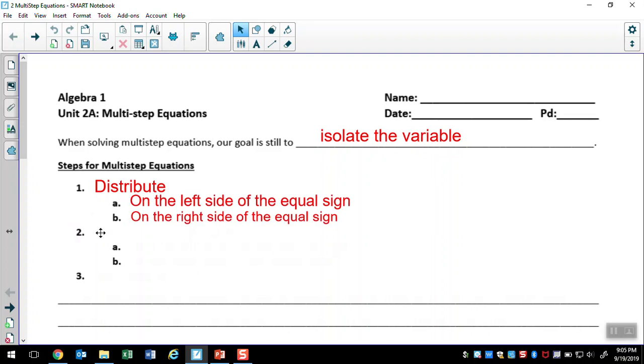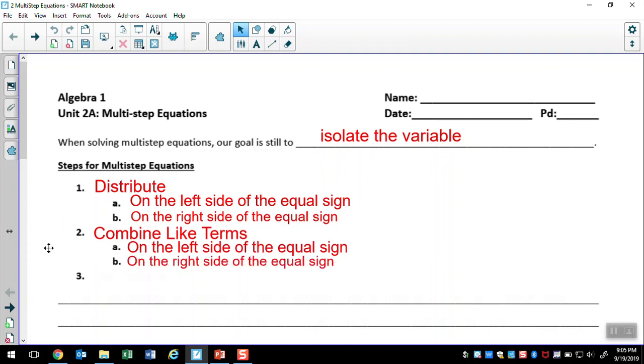The next thing we do is combine like terms. So again, sometimes you're going to have like terms on both sides of the equal sign. So first we take care of anything on the left side, and then we take care of anything that's on the right side. So this part here should be pretty familiar. This is really just simplifying. Okay, so we simplify first, and then we solve.